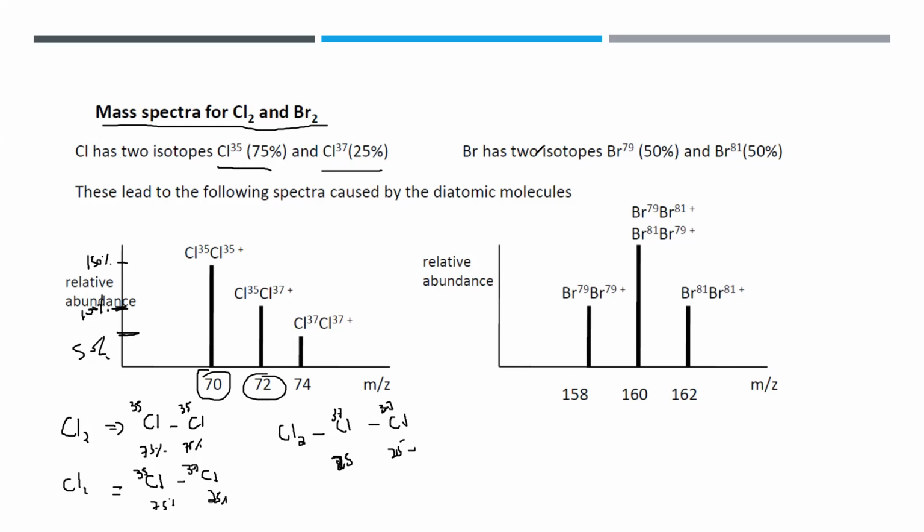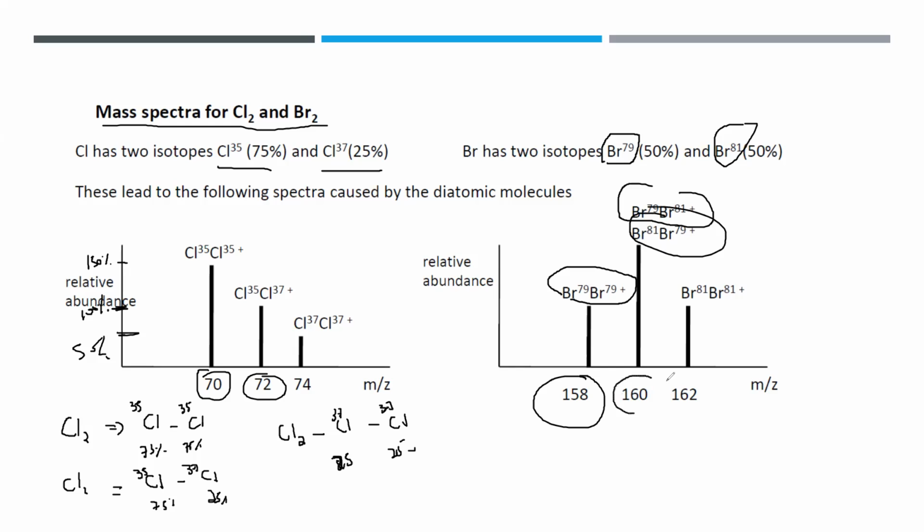Then the same way it happens for bromine. Bromine has 2 isotopes, one is 79, another one is 81. So maybe you will get a peak because both isotopes are 79. So 79 plus 79, 158. Maybe you will get a peak due to 79, 81 or 81, 79. So that peak will be 160. Or maybe both are 81 and 81. So you will get a peak at 162.